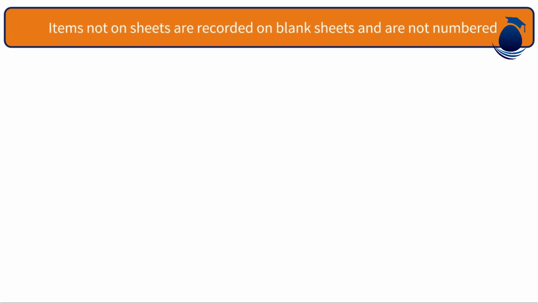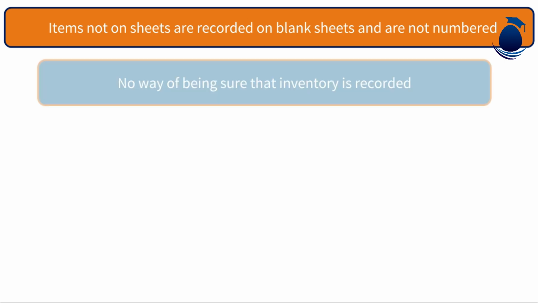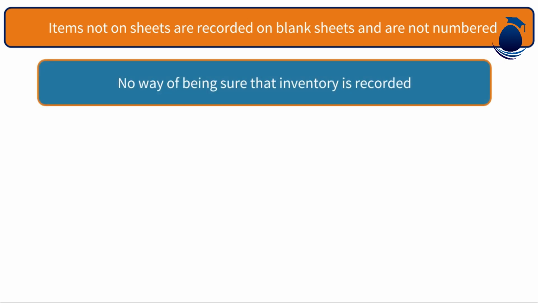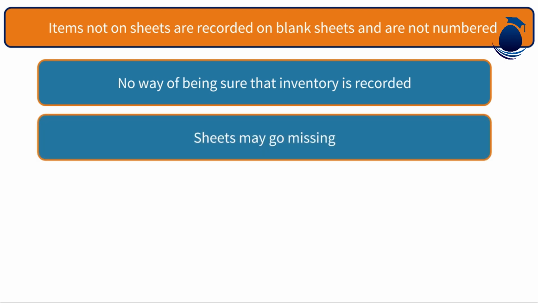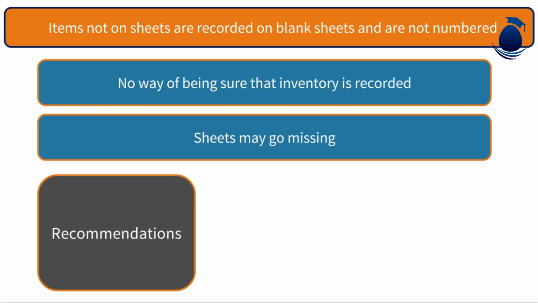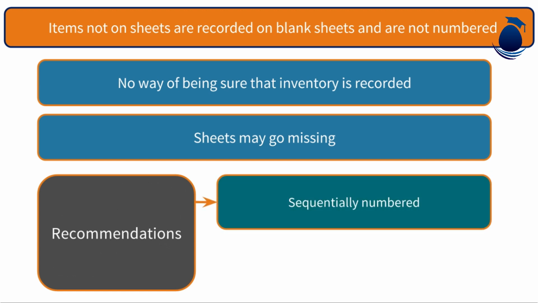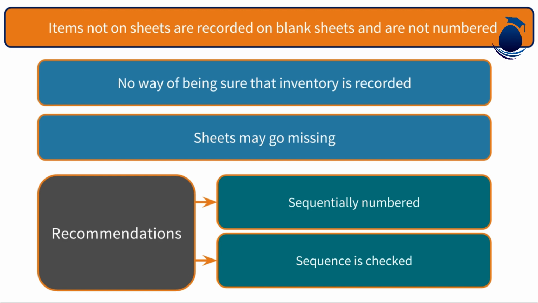They have been given sequentially numbered sheets to count from, which is great. However, for items not on those sheets, they are recorded on blank sheets that are not numbered. The problem with this is that there is no way of being sure inventory recorded and collected in at the end of the count is complete. Sheets may go missing, and there is no way of knowing the information is complete. It should therefore be recommended that all sheets, including those for inventory not yet recorded, are sequentially numbered, and the sequence checked when all the sheets are returned to the supervisor.